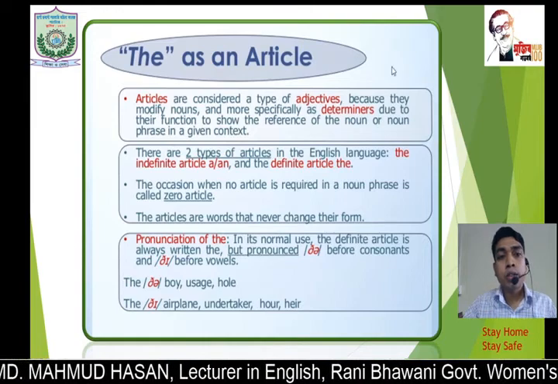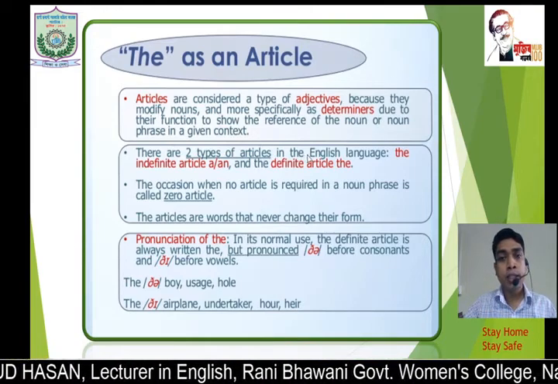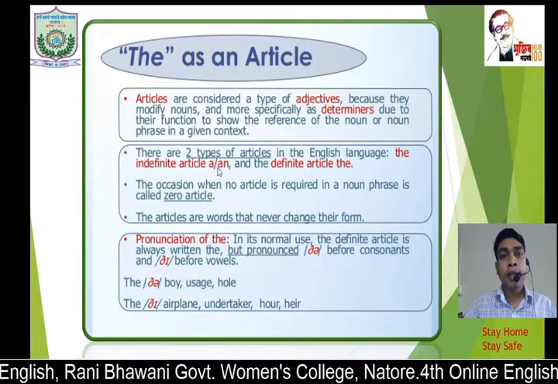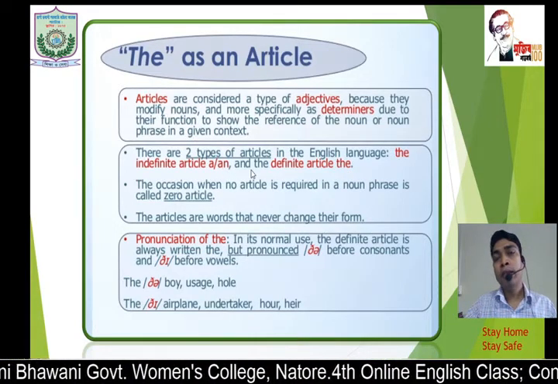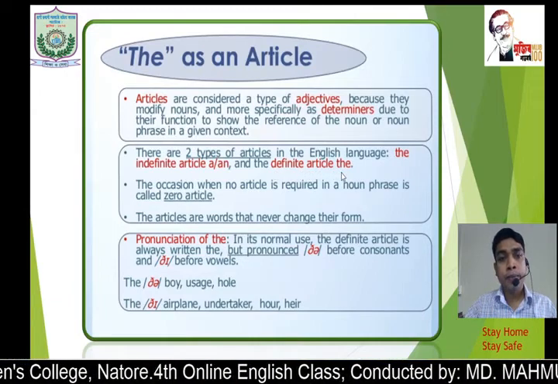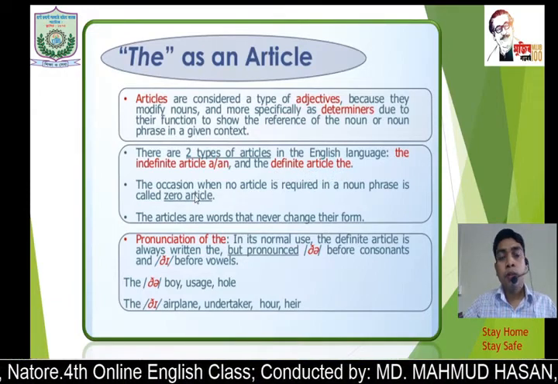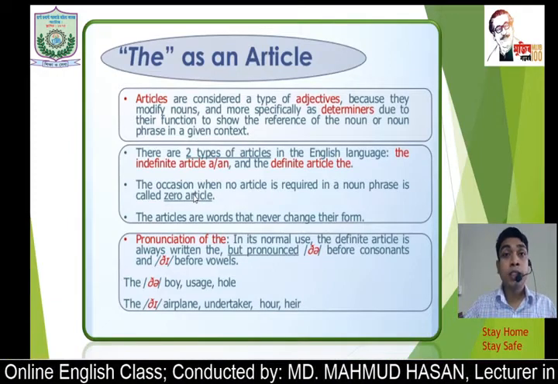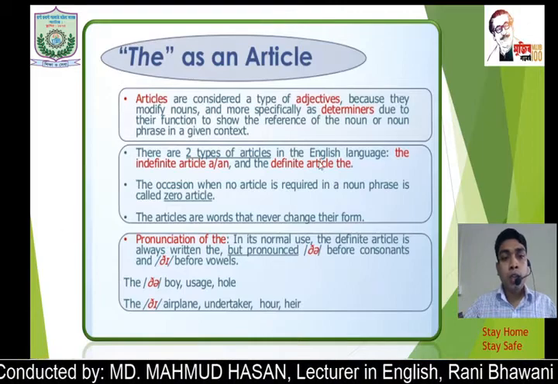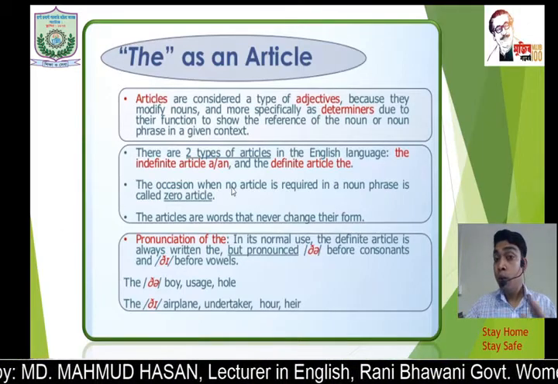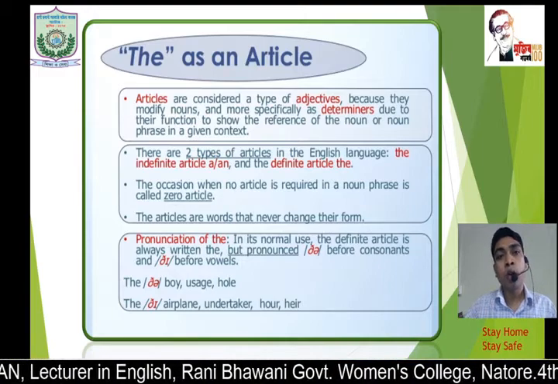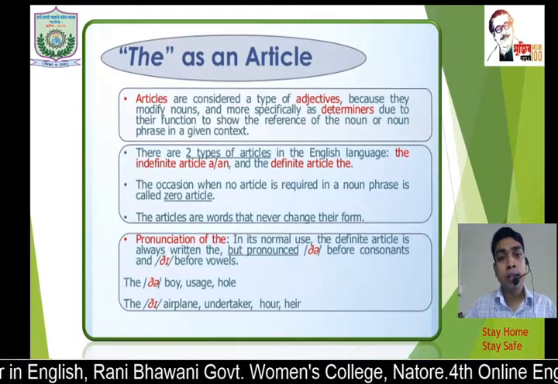There are two types of articles in the English language: the indefinite article a/an and the definite article the. We have another term, that is zero article or no article. The occasion when no article is required in a noun phrase is called zero article.